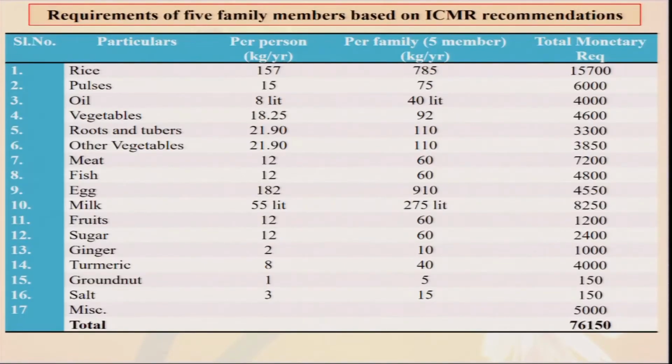Similarly, we have worked out the requirement of a five-member family according to the Indian Council of Medical Research recommendation. For a particular four-person family, two elders and two children, we worked out how much rice, pulses, oil, vegetables and sugar are needed. And in our farming system, we are very happy that the majority of the basic human need of food is supplied by the farming system.